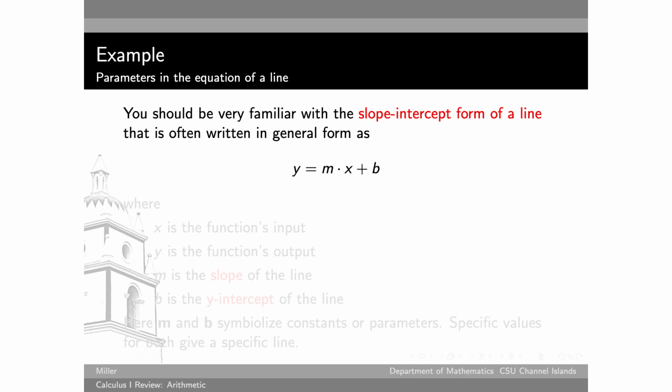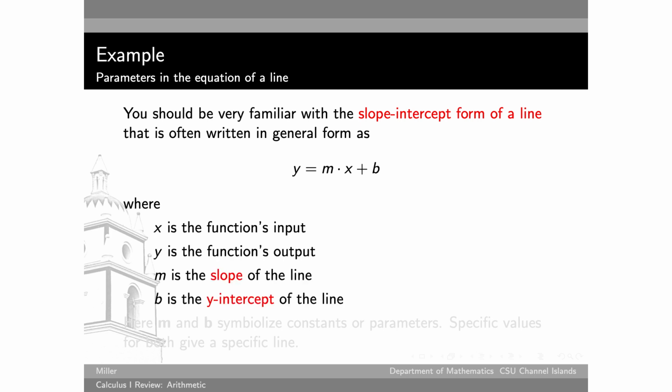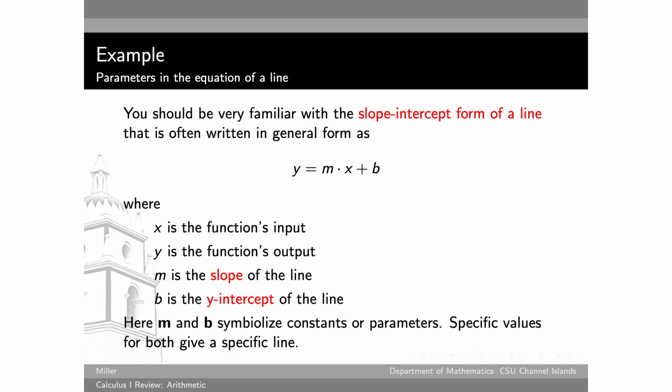One example of how we use notation and symbols is when we want to write down the equation of a line. Here's the slope-intercept form of a line given in its general form as y equals mx plus b. Here, x is the function's input, y is the function's output, m is the slope of the line, and b is the y-intercept of the line. Here, m and b symbolize constants or parameters. Specific values for both give a specific line.